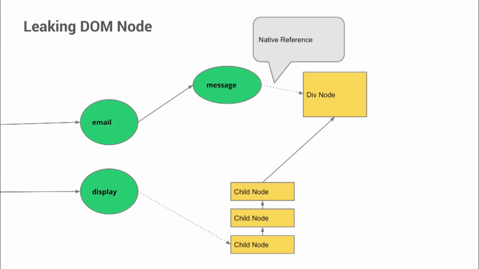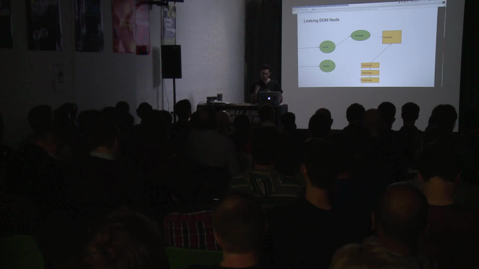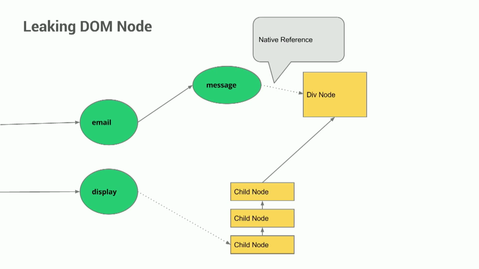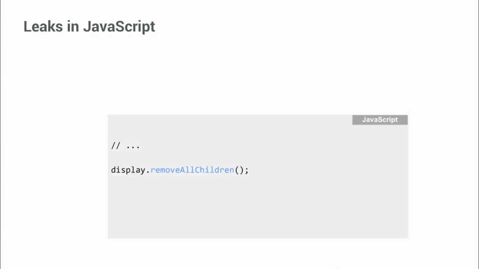Starting at the root node, there are paths to both email and display. Then off to email, there's a path to message. And there's this special kind of edge from the message to the div node. This is pinning a native object, an external object that's not directly related to JavaScript, but it just looks the way it does. So maybe the programmer is trying to clean up this list of messages, and they'll do something like display.removeAllChildren, and you think, okay, maybe all of these divs are gone. Maybe we don't have to worry about this problem anymore.